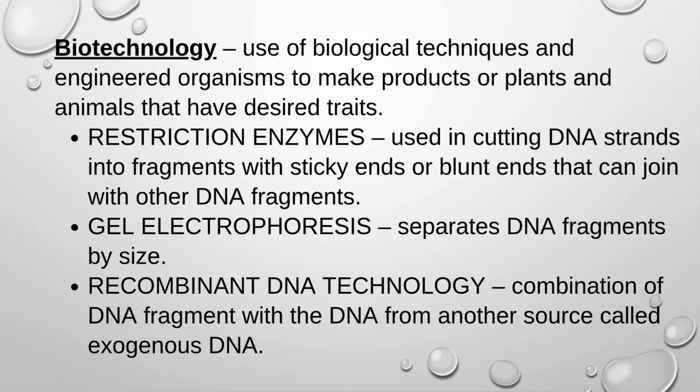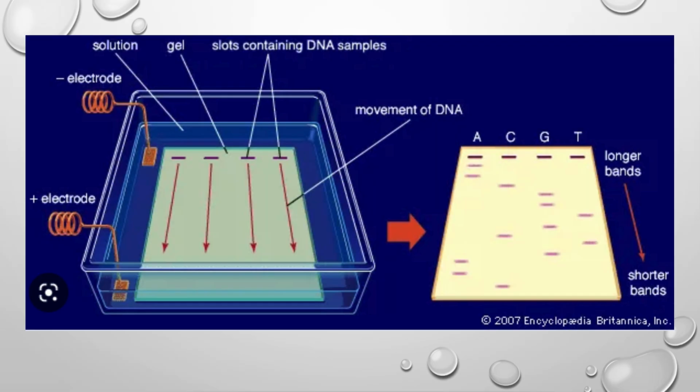Now, after learning about these terms, let's move to the next slide, which is this image. It shows how gel electrophoresis works. It's a method scientists use to separate pieces of DNA. Imagine a gel-like, jelly-like filter inside a tray. This one here is a tray filled with liquid or solution.